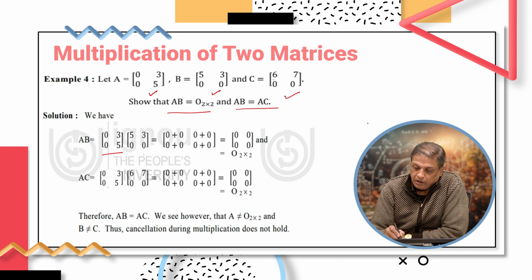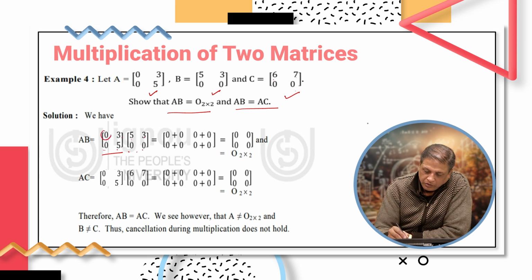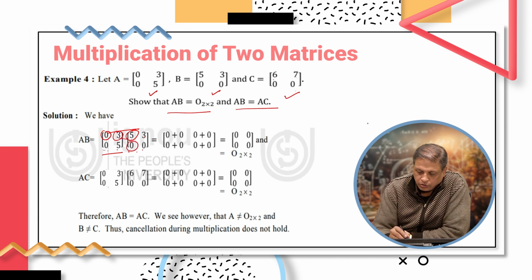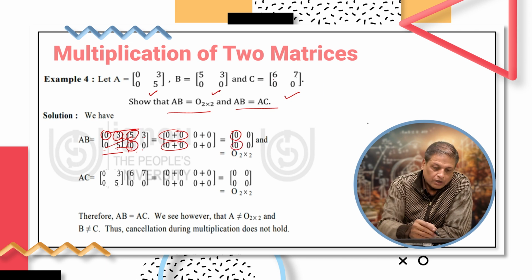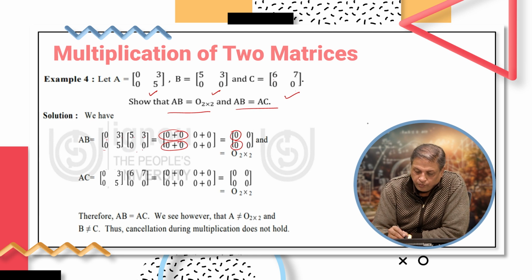Now we multiply AB, so that means [0, 3; 0, 5] and [5, 3; 0, 0]. Let's see the matrix multiplication of this into this plus this into this. So 0 into 5 plus 3 into 0 is 0 plus 0, that is 0. Similarly, 0 into 5 plus 5 into 0 is 0 plus 0, that is again 0. Now for the second column, 0 into 3 plus 3 into 0 is again 0 plus 0, that is 0. And 0 into 3 plus 5 into 0 is 0 plus 0, that is again 0.